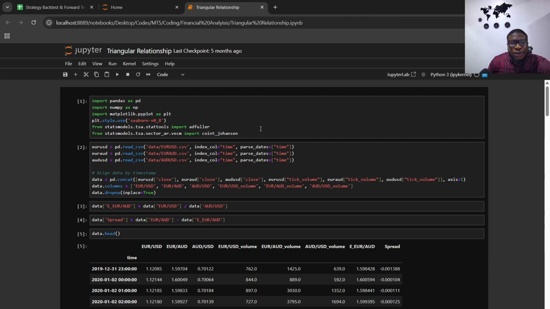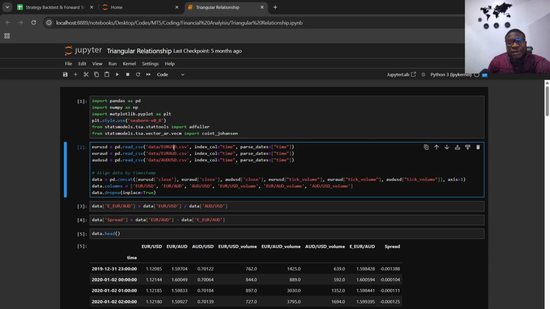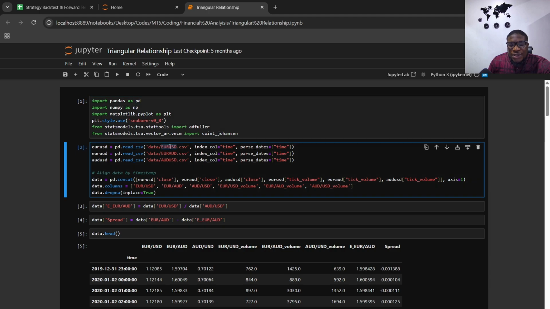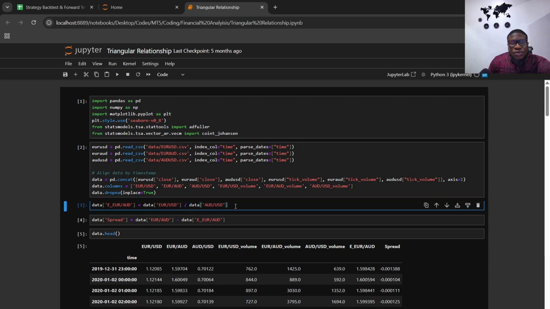We are currently on our Jupyter Notebook, and we use the MetaTrader 5 library to download this data, and we save it as CSV files so we can use them in this research report. What we just did here was import the libraries we are going to be needing, and we imported the data we are going to be using in this research. We are going to be using Euro USD, Euro AUD, and AUD USD. The relationship here is that Euro AUD is supposed to be equal to Euro USD divided by AUD USD.